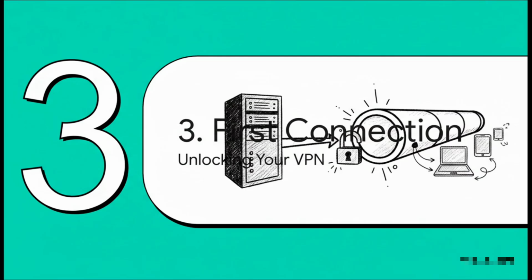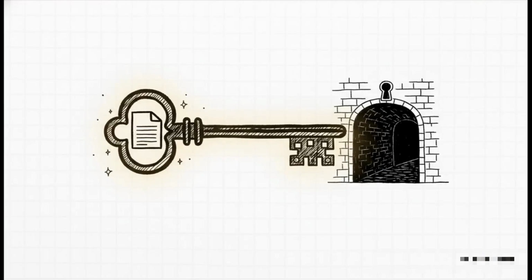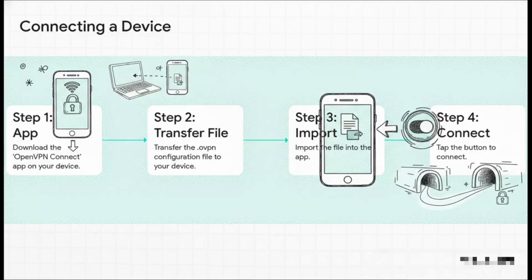All right, this is the moment we've been waiting for. The server is built, the gateway is open, now it is time to actually use our private tunnel. Let's get our first device connected. Okay, so when the server installation finished, it created this special file for you, one that ends in .ovpn. This file is everything. It is the unique, secret key to your private tunnel. You have to get this file from your server onto the phone or the laptop that you want to connect with. And connecting is beautifully simple.